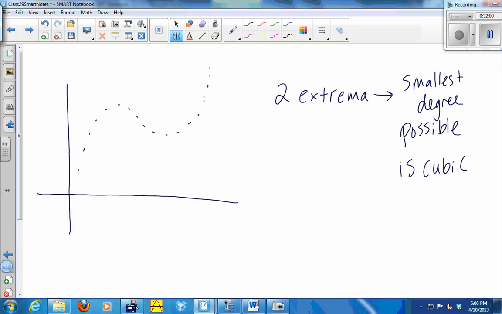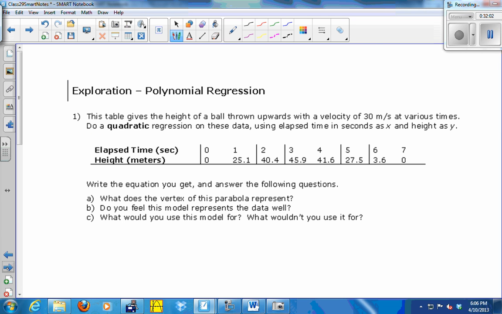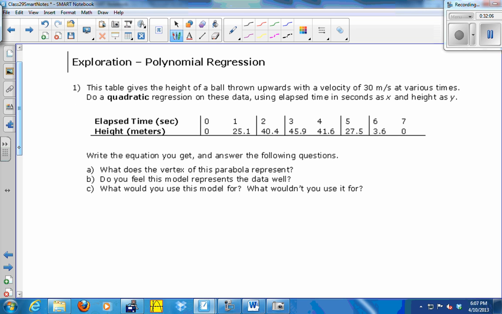Okay, so why don't you try the first few of these? We'll spend 20 minutes or so working through this activity about polynomial regression. And I will come around and help.